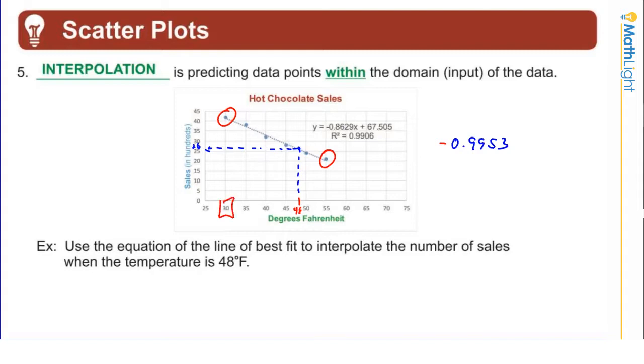My lowest input is 30, and my highest input is 55. Am I not between those values, 48? I am. So I'm definitely doing interpolation. I'm within the data. Now, how do I get this exactly?